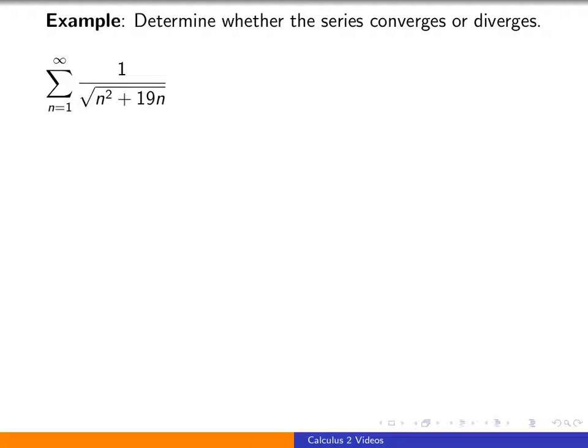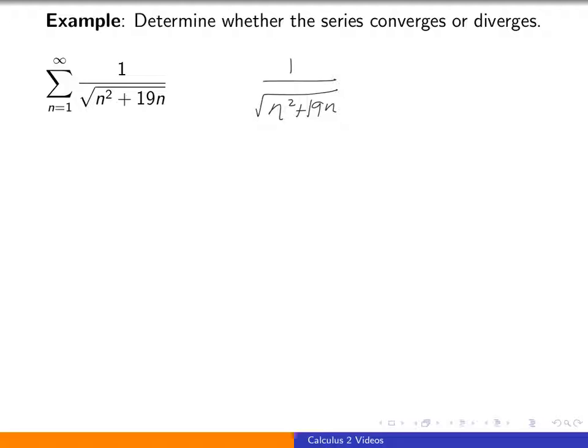Well, let's investigate another example. So given the series here, can we determine whether this series converges or diverges? So let's approach this with the exact same intuition we had before. What we are summing up is 1 over the square root of n squared plus 19n. And recall, in order to use the comparison test, we do need all positive terms, but we certainly have that here.